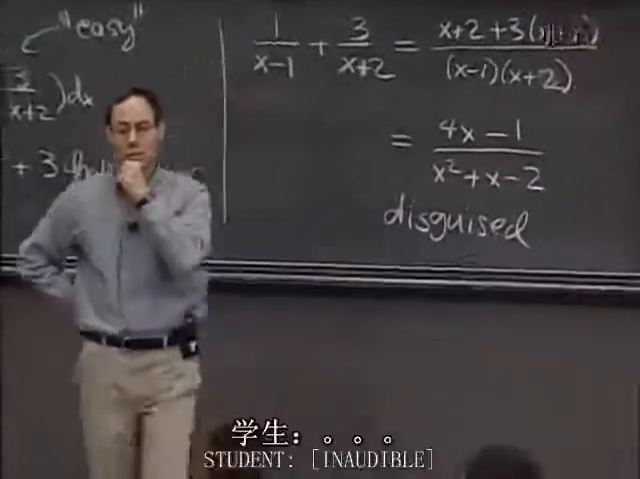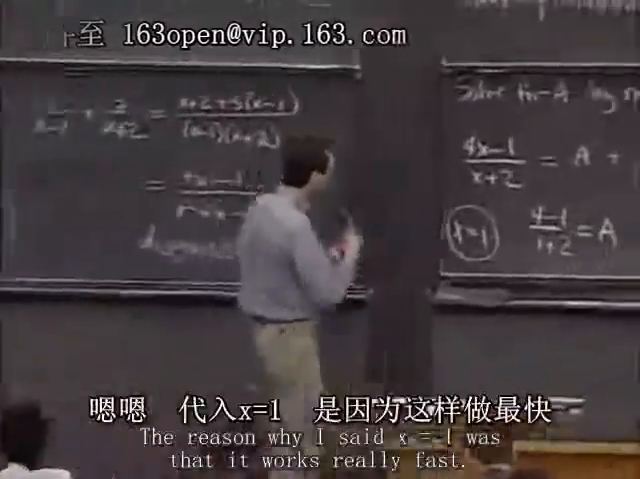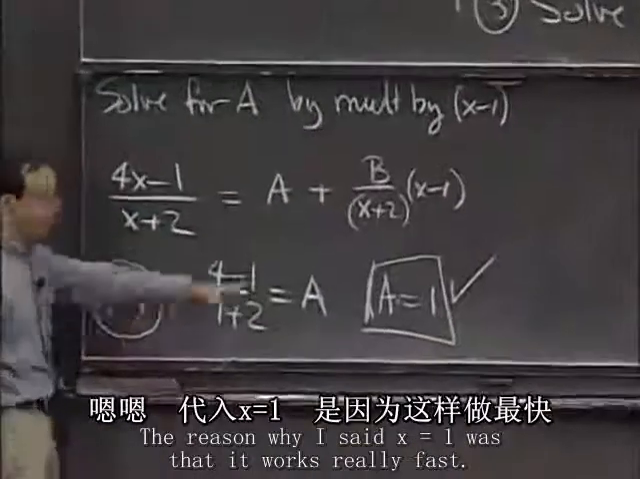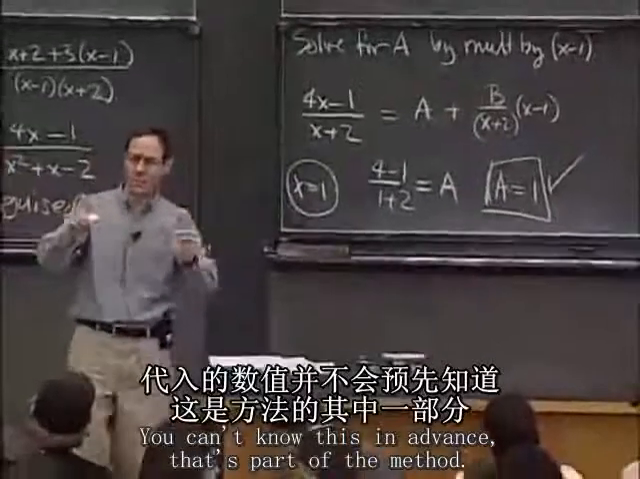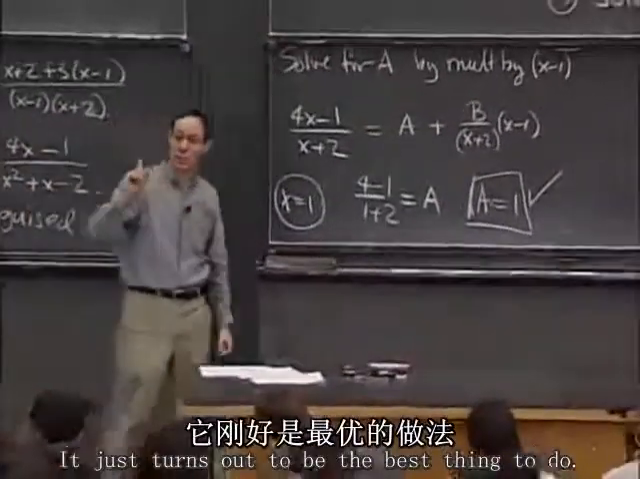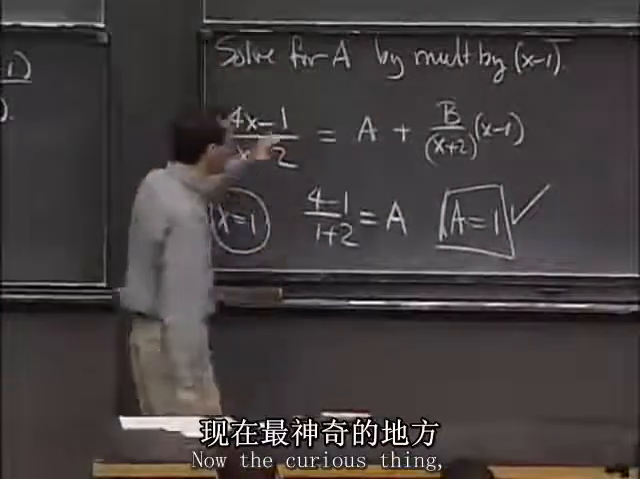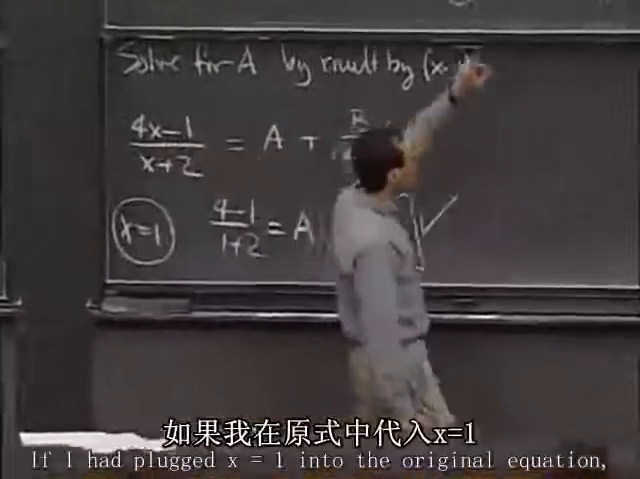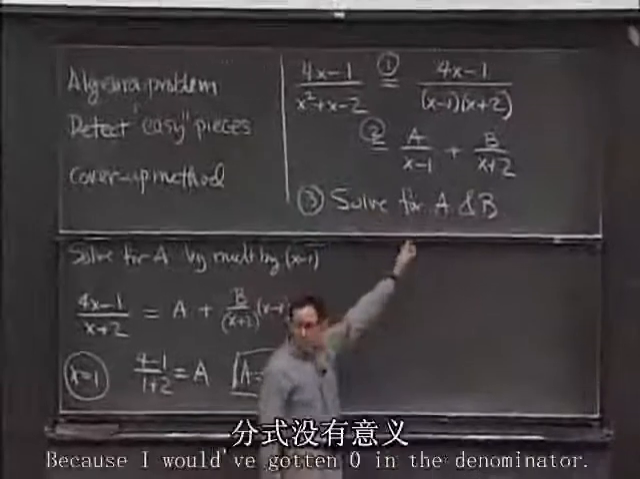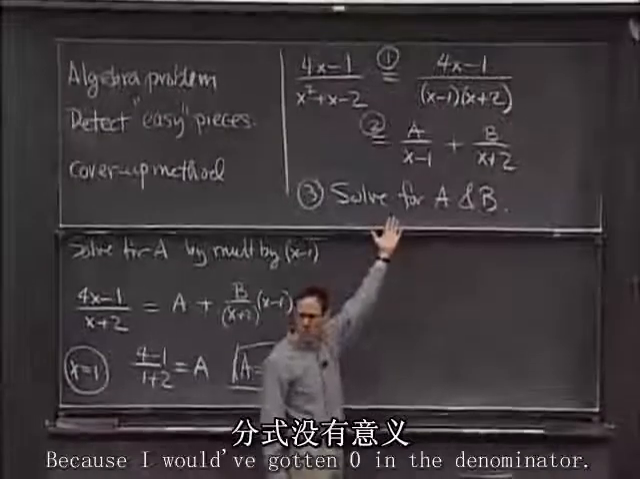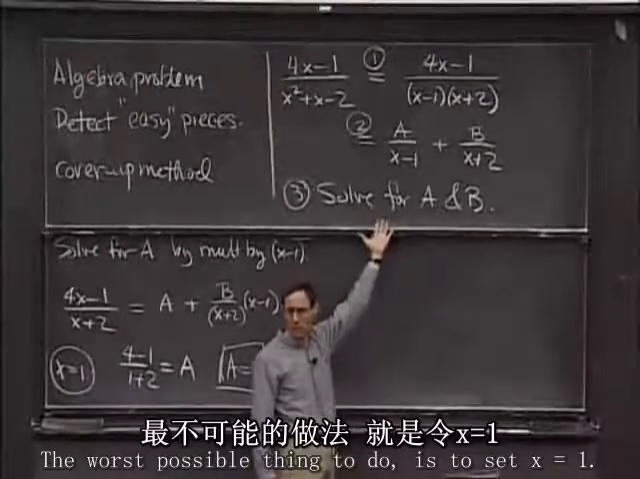Another question. Why did I set x equals 1? The reason why I set x equals 1 was that it works really fast. You can't know this in advance. That's part of the method. It just turns out to be the best thing to do, the fastest way of getting at the coefficient A. Now, the curious thing, let me just pause for a second. If I had plugged x equals 1 into the original equation, I would have gotten nonsense, because I would have gotten 0 in the denominator. And that seems like the most horrible thing to do. The worst possible thing to do is to set x equal to 1.